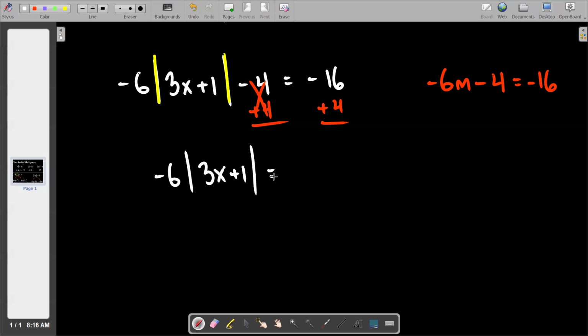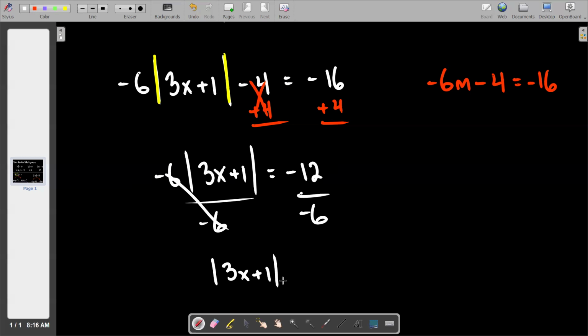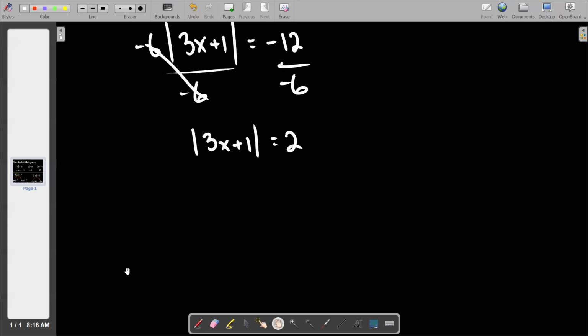What's negative 16 plus 4? Nice. And again, we're not ready to look at it and say, ooh, it's negative, there's no solution. Because if we divide both sides by negative 6, then we realize, hey, everything turned out okay. I have the absolute value of 3x plus 1 equals 2, and I'm ready to proceed. So you just let that take care of itself. Do the algebra, and then whatever happens, happens.